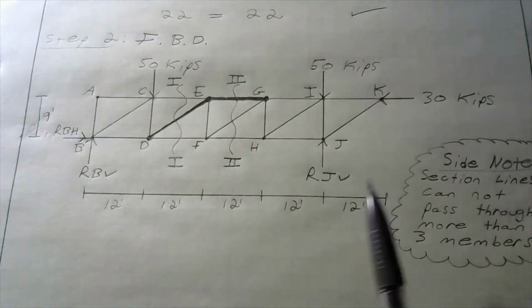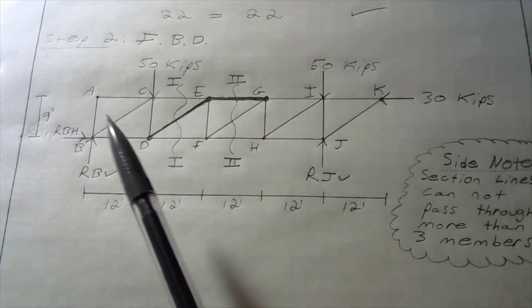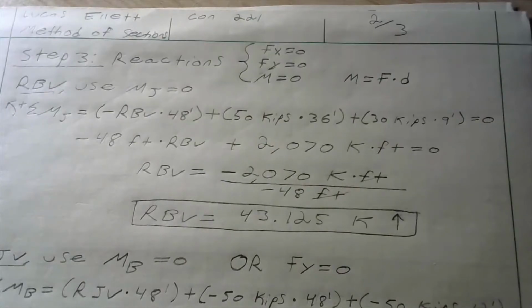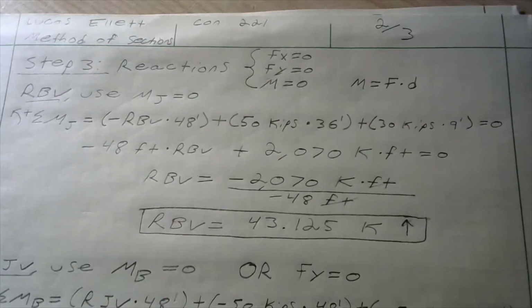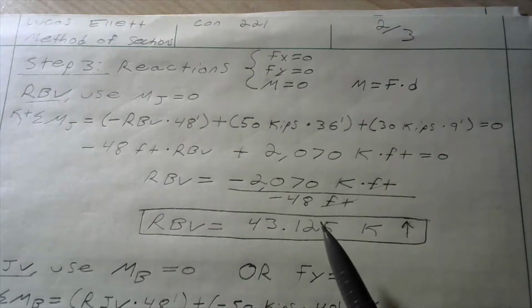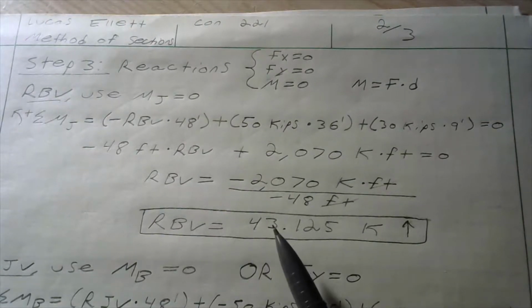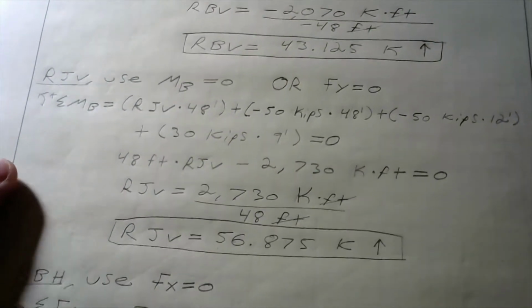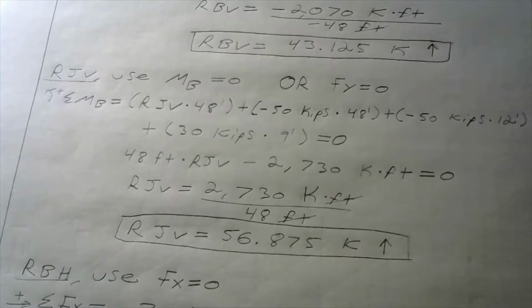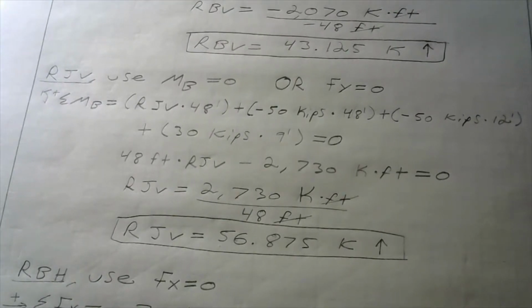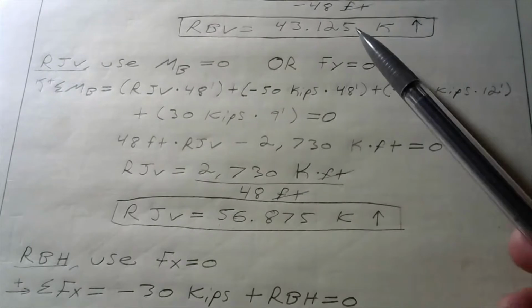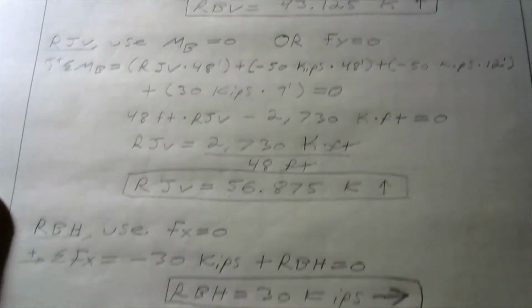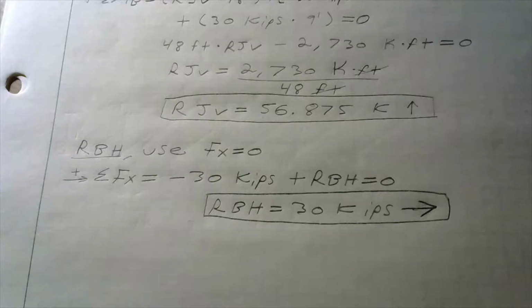And of course, they have perpendicular distances. So, for example, 30 kips is going to have a distance of 9. And you'll just calculate that out. I got RBV is a positive 43.125 kips in the upward direction. This is what I got for RJV. Again, I'm just going through this quickly. This is just showing the calculations for the reactions that I got, so we can dive into method of sections, because you will need these reactions to use method of sections.